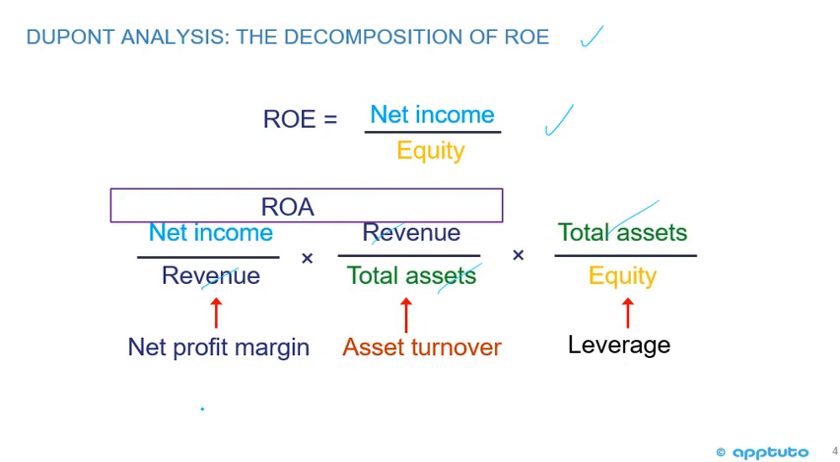So when you expand it, just a quick reminder, net income over sales is our net profit margin. That's going to be in terms of percentage. Revenue over assets is asset turnover, so that's going to be in times. And our assets over equity is leverage. That's also going to be in terms of times. So remember, total assets over equity, we call that leverage.